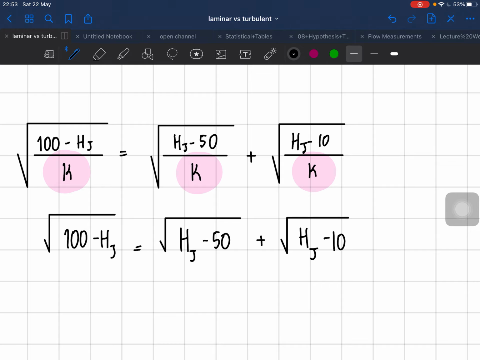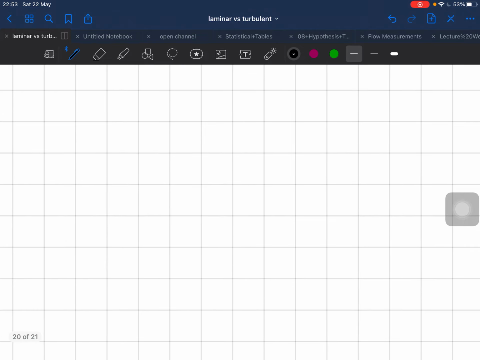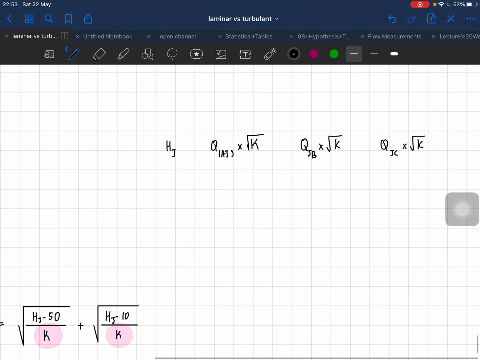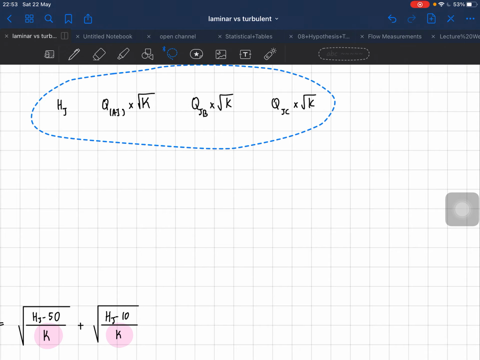So in this case, I'll just show what's going to be in the table in the Excel. I don't care anymore. So we will have the HJ, we will have the QAJ times square root of K, the q of JB times square root of k, and the q of JC times square root of k, and I need to be larger, right?